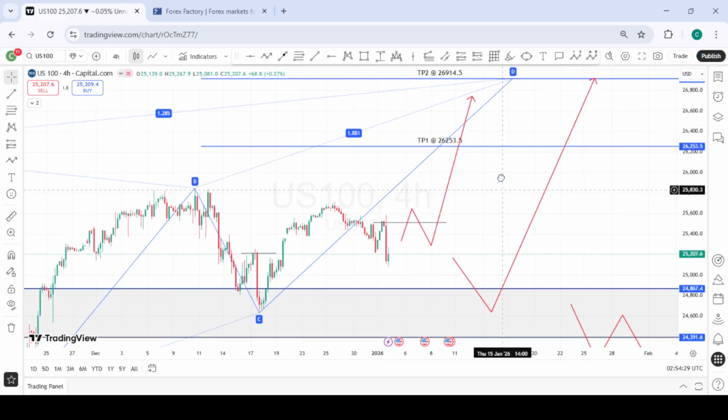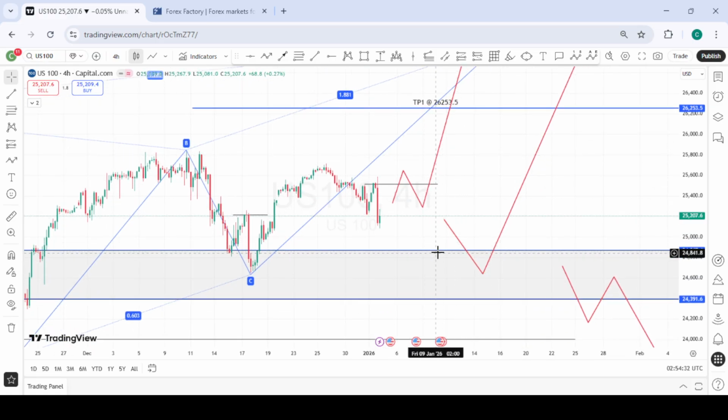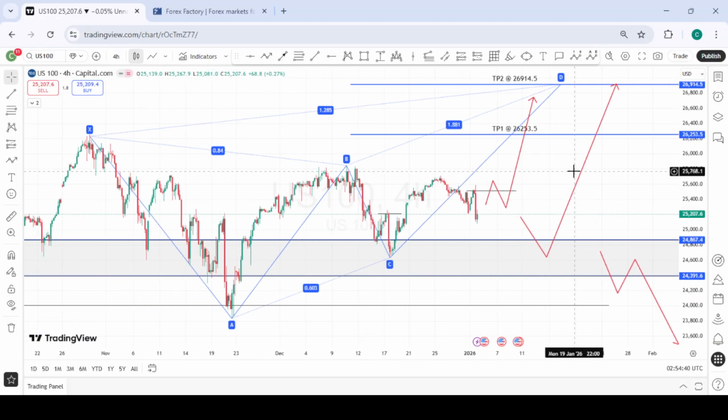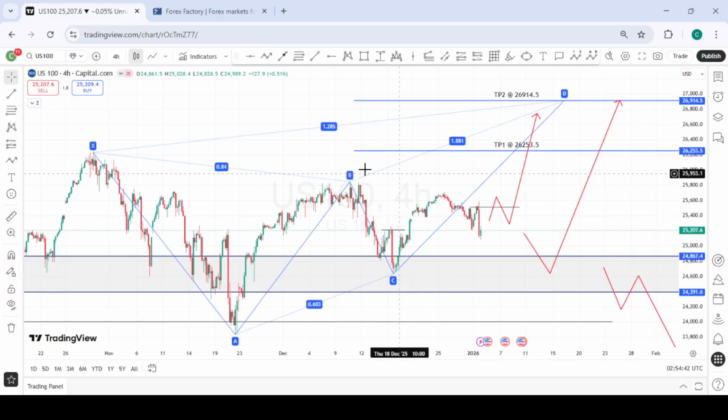Should price also pull back a bit deeper back into the zone, the previous area of interest we had, we'll still be looking forward to buying opportunities from this zone to the upside. So we are still looking out for this possible butterfly pattern formation on NASDAQ.